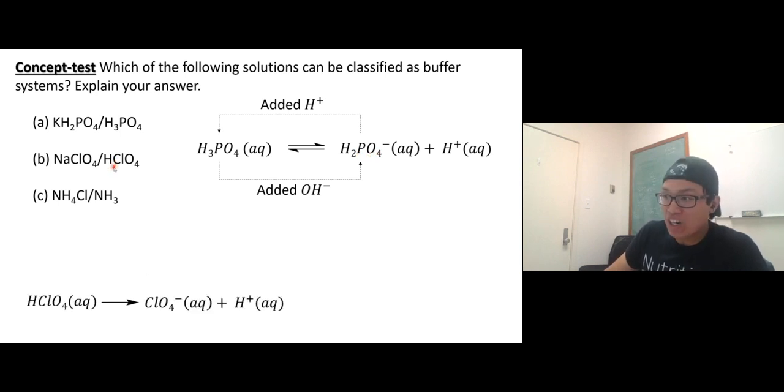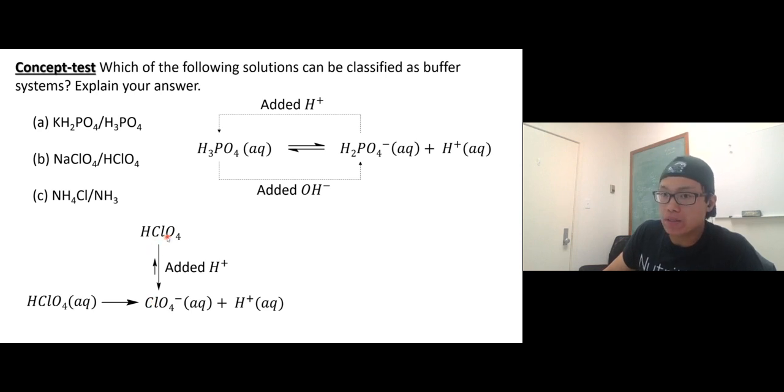So we have perchloric acid in equilibrium with sodium perchlorate. But you know, perchloric acid is a strong acid. So this is totally not a buffer. But I'll show you the explanation right here. When you have a strong acid, if we add an acid, who's going to come pick it up? The base. So if you add an acid, the base comes to pick up the acid. Perchlorate will become perchloric acid.